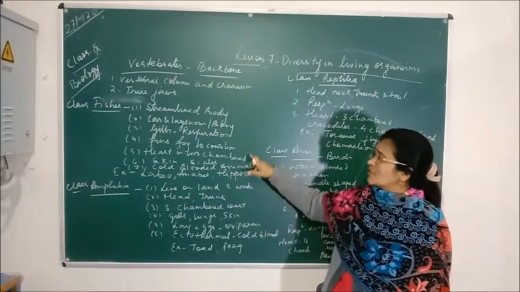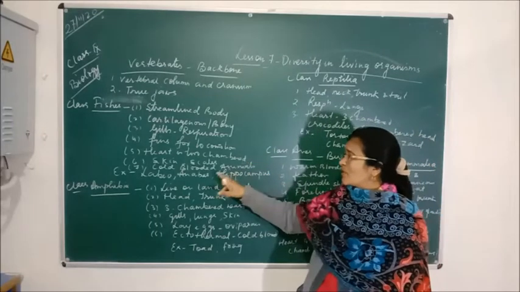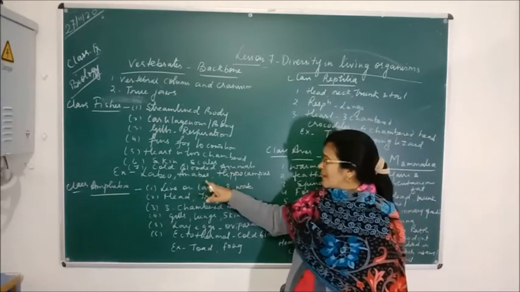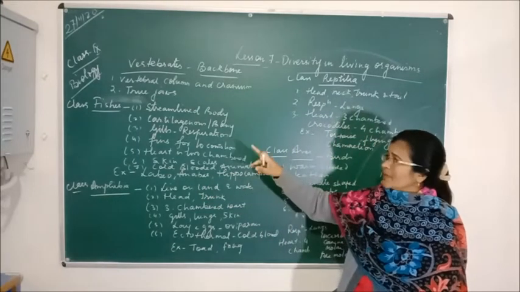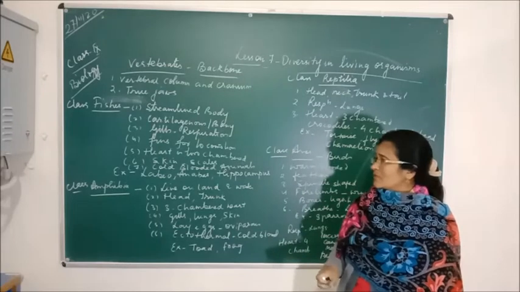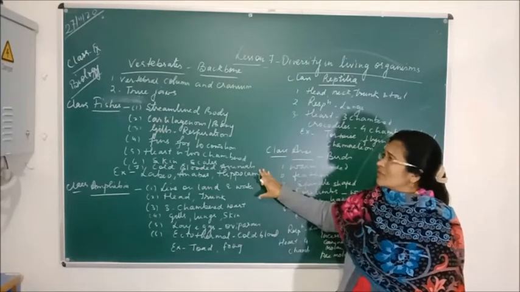So these fishes are cold-blooded animals. As examples, we can take Labeo, Rohu, Anabas, Hippocampus. These all belong to the class of fishes. So these are the features of the fish.